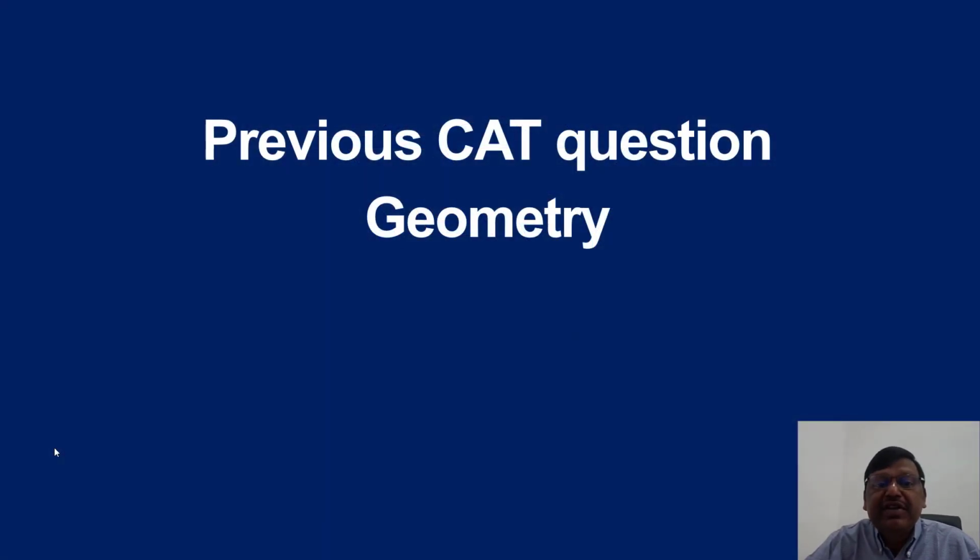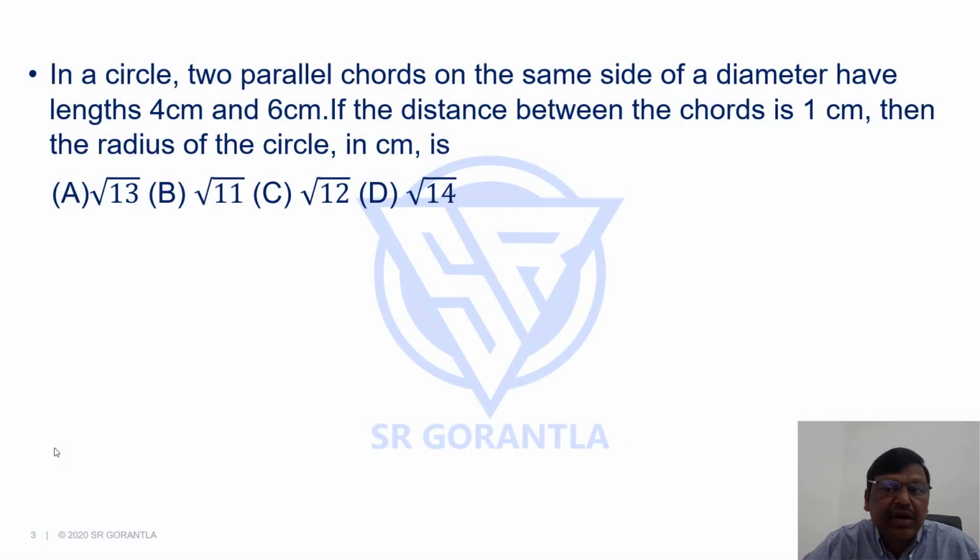In this session, we will discuss a previous CAT question, a question on geometry. Here comes the question. Can you please make an attempt and then continue watching this? In a circle, two parallel chords on the same side of a diameter have lengths 4 cm and 6 cm. If the distance between the chords is 1 cm, then the radius of the circle in centimeters is?